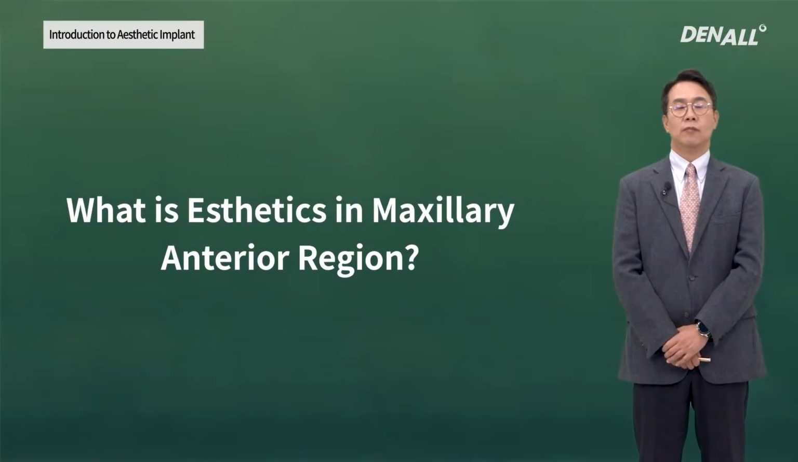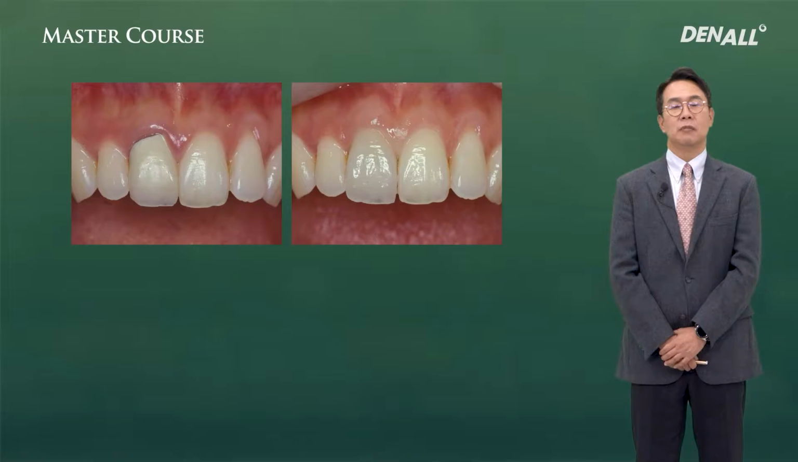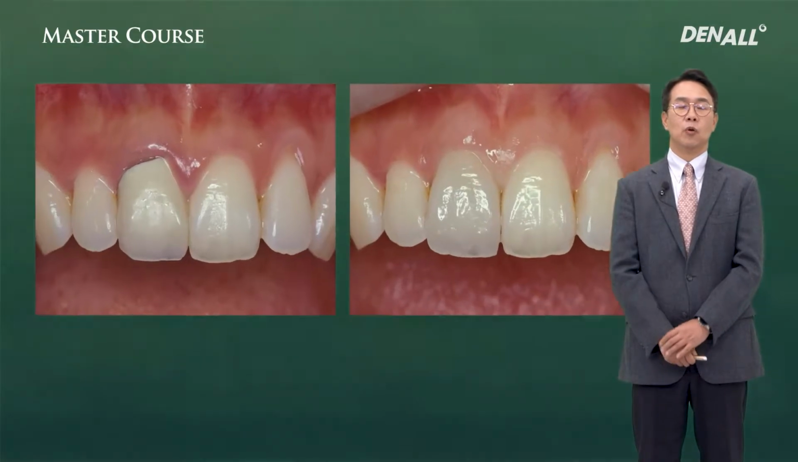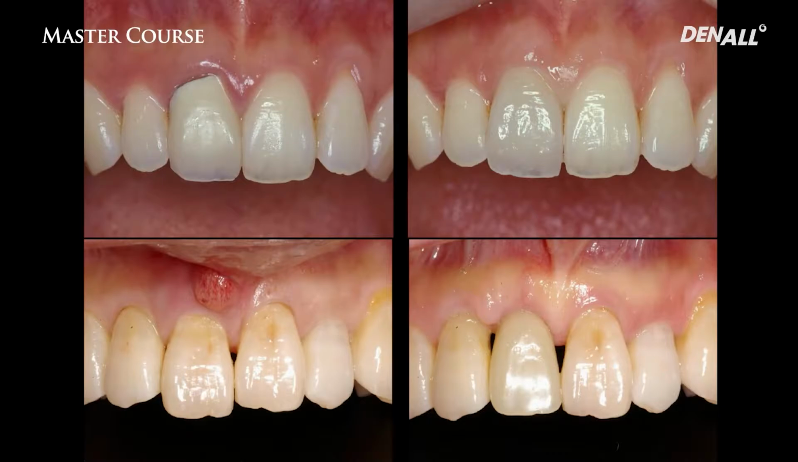What is aesthetics in maxillary anterior region? Let's have a look at a clinical case. In terms of prosthesis, there is a difference in the margin of prosthesis and natural tooth. So you need to make it similar to the margin of the adjacent natural tooth. That is the goal of achieving in the maxillary anterior region. You can achieve it through implants or prosthesis.